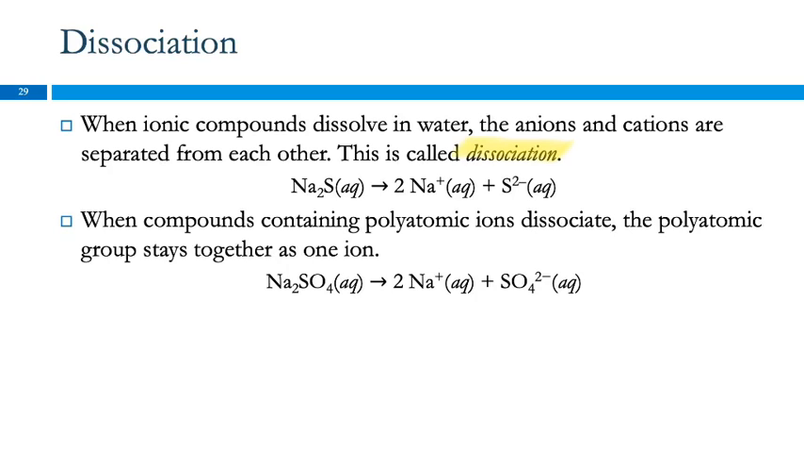There are polyatomic ions, and when these dissolve, the polyatomic group stays together. So here we've got sodium sulfate. We learned to name these by identifying two ions, right? Sodium and sulfate. And when this dissociates, it separates into two ions, sodium ions and sulfate ions. The sulfate group stays together, it doesn't come apart.